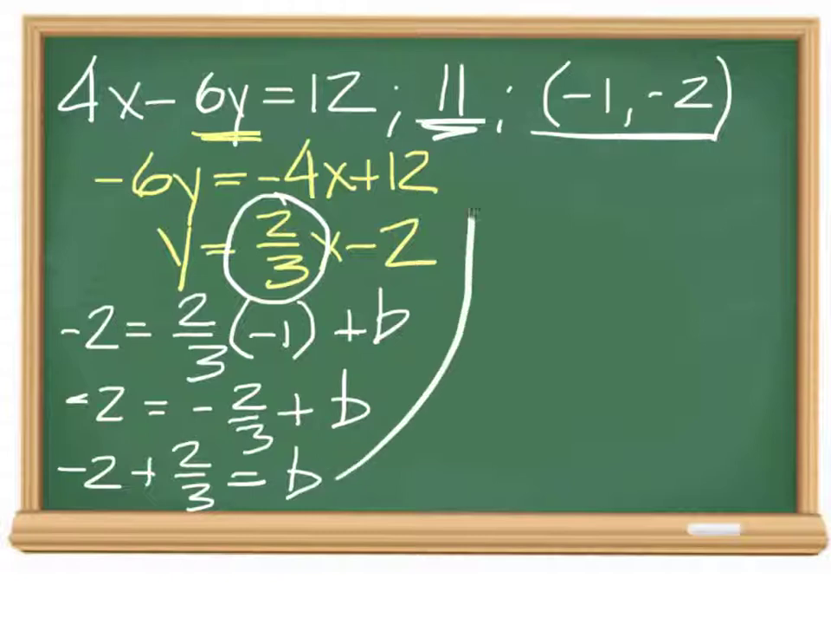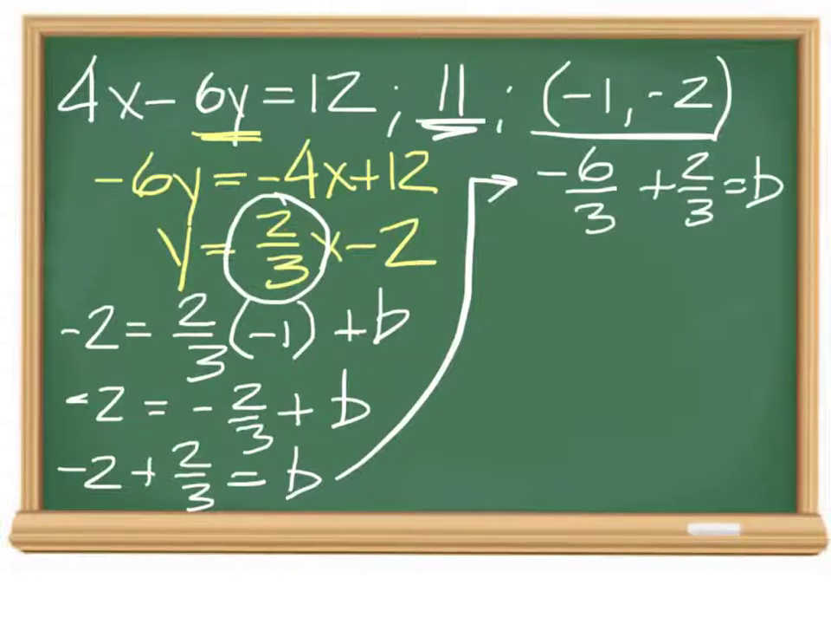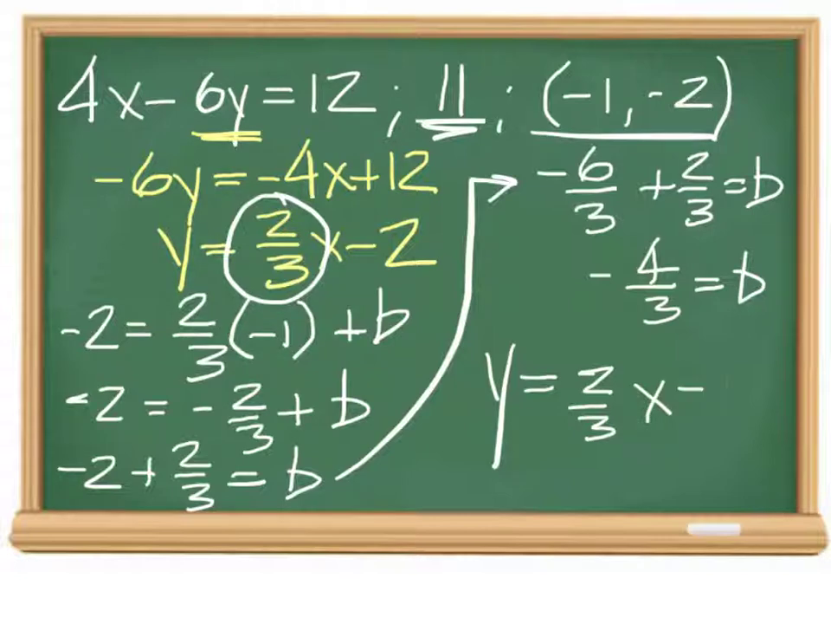You need a common denominator of 3. So that would be negative 6 over 3 plus 2 over 3. Negative 6 plus 2 is negative 4. So it's negative 4 over 3. Your final answer is y equals a positive 2/3 x minus 4 over 3.